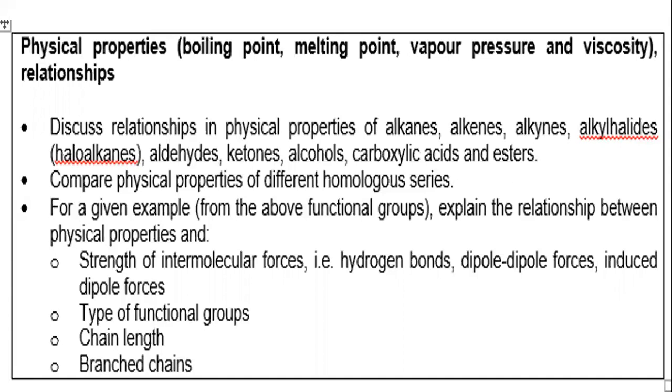of different homologous series. For example, that is where I told you, if I gave you an organic molecule like butane, which is an alkane, and I gave you a molecule like butanol, maybe butan 2-ol or butan 1-ol, which is an alcohol, I must be able to compare their boiling points, their melting points, as well as their vapor pressure. That's exactly what that bullet is saying.